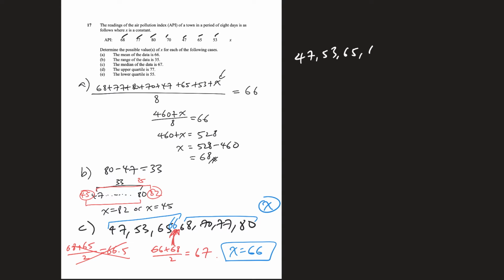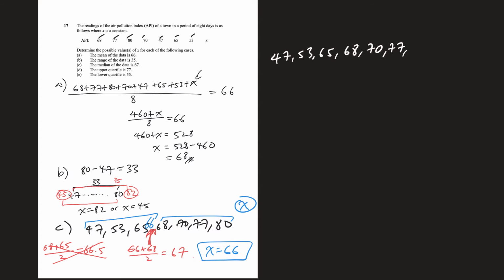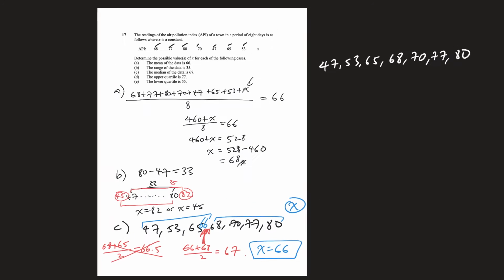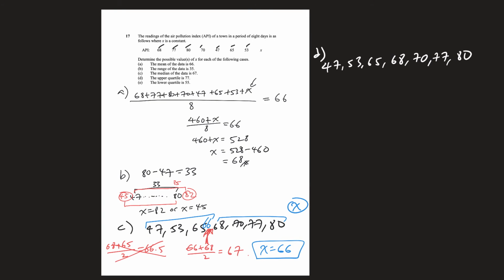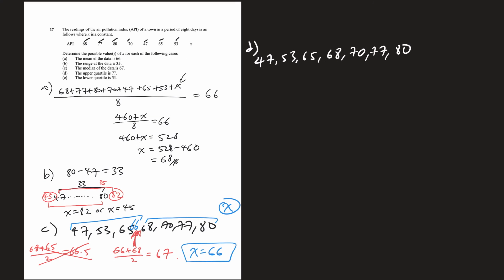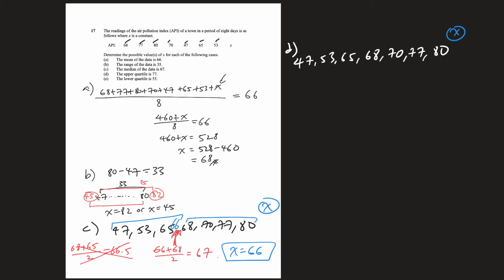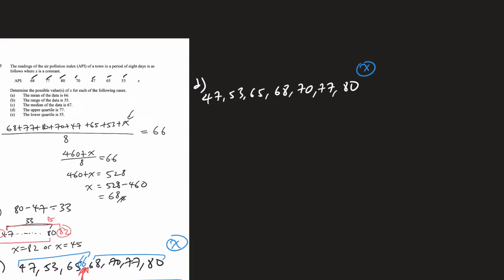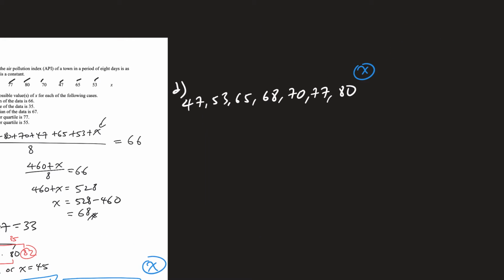So we don't have the x anymore, not as in x is not 66 anymore. We're trying to find another value of x given the new requirement, part D. Okay, and then of course we still have x somewhere, and we want the upper quartile to be 77. So once x is in, and we want the upper quartile, let's label that upper quartile will be here.